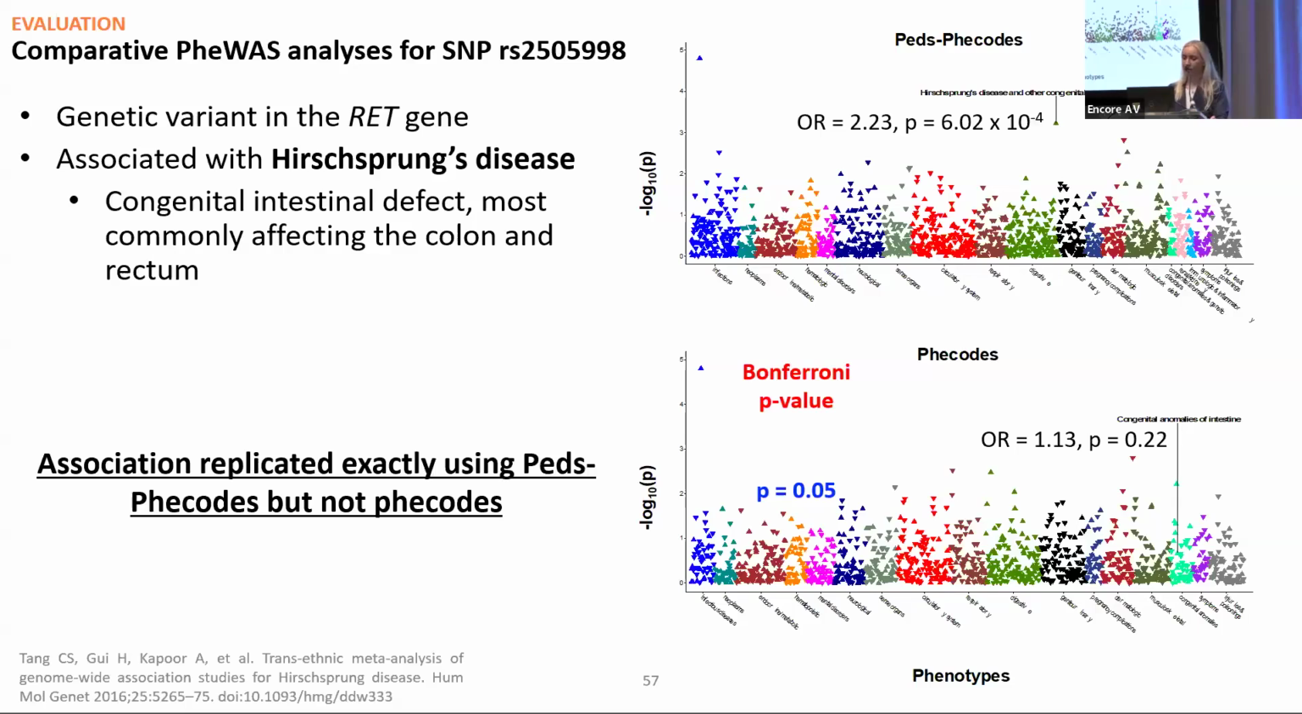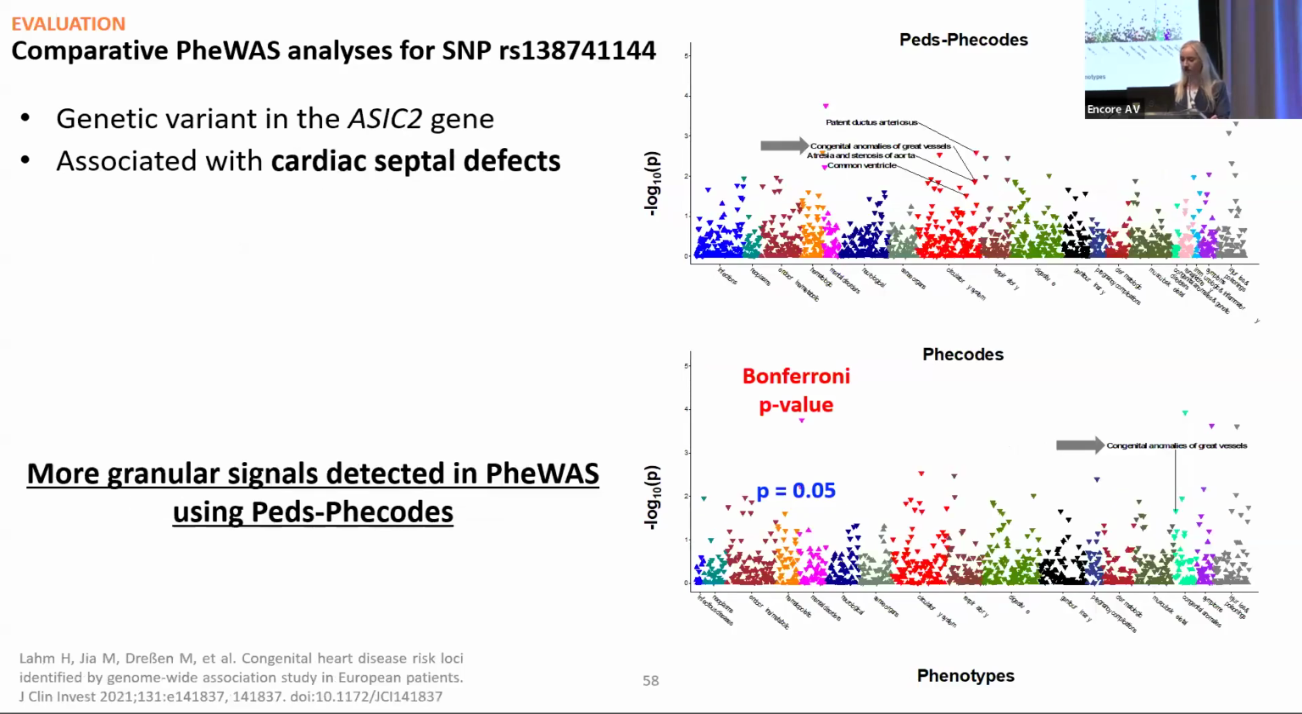And we can see in the top plot with the PEDS fee codes, we're able to replicate that association between Hirschsprung's disease and the SNP, but we weren't able to pick up that signal with the original fee codes. And I think I'm missing the horizontal lines, but originally there was a horizontal blue line at the bottom, indicating the p equal to 0.05 replication threshold, and then a higher red line for the Bonferroni corrected p-value threshold. But again, this idea that we're able to pick up certain pediatric relevant associations only using the PEDS fee codes, but not the existing fee codes.